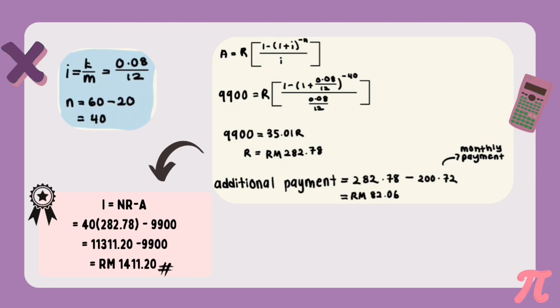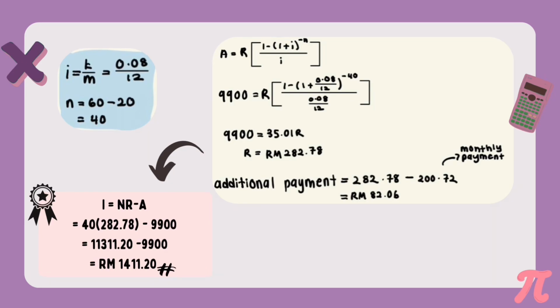For the loan balance formula, A equals the present value of remaining payments. So A equals R in bracket 1 minus in bracket 1 plus I to the power of negative N, over I. So we need to substitute the values. A equals 9,900, the loan amount. I equals 0.08 over 12, N equals 40.